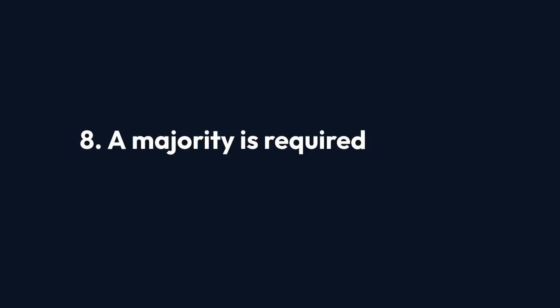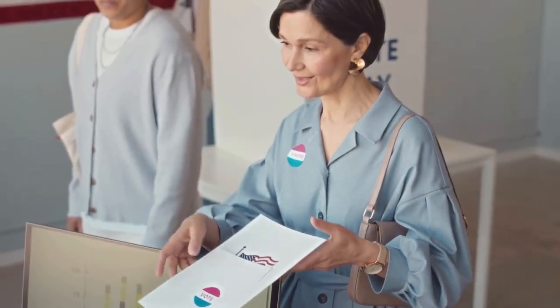The House would vote from among the top 3 candidates who received the most electoral votes. A majority is required to elect a president. If no candidate achieves a majority in the House, the process repeats itself until a majority can be secured. This process could drag on for quite some time.